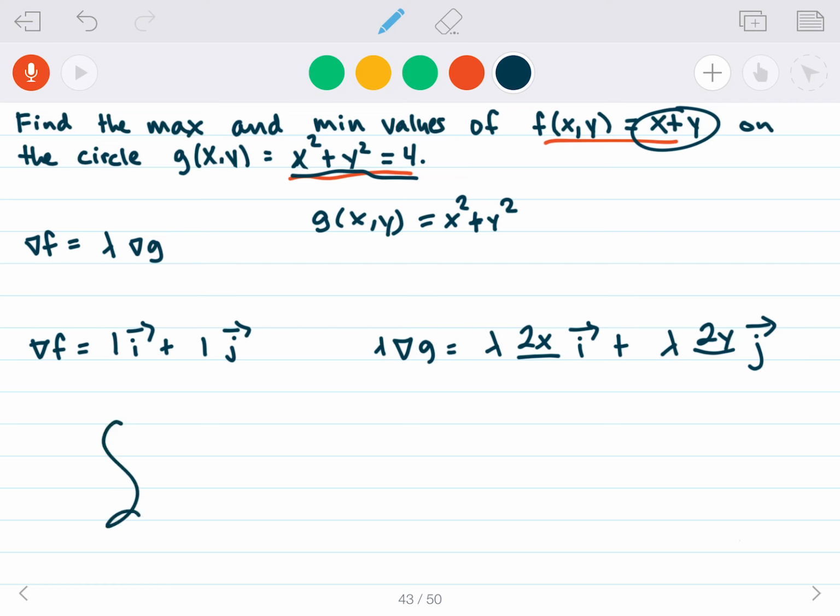So now I can write my equations. I have 1 is equal to lambda 2x. And then I have 1 is equal to lambda 2y. And then I have my constraint x squared plus y squared equals 4.